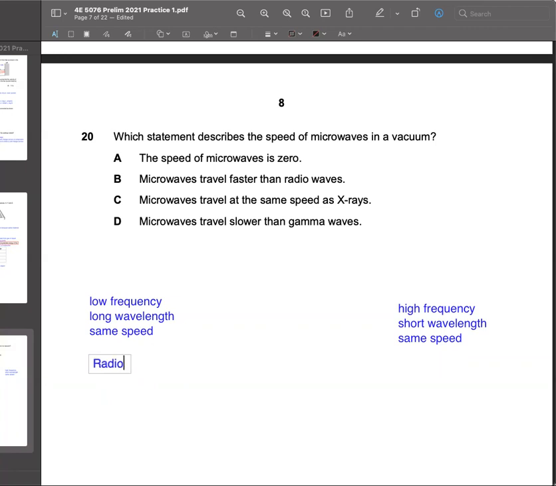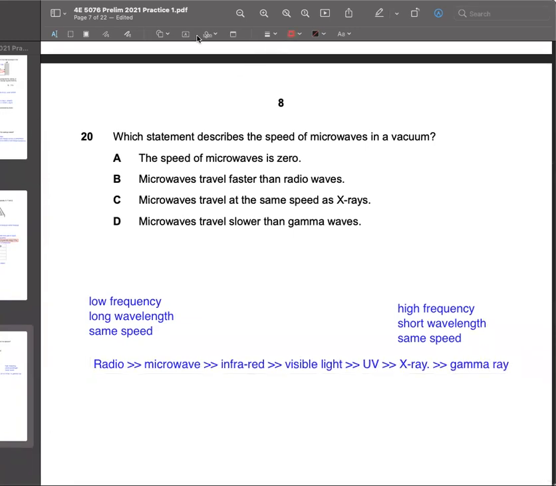Radio, then microwave, then infrared, and then visible light, then ultraviolet, UV, correct, then X-ray, then gamma ray. All right.